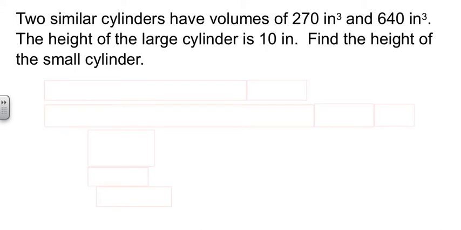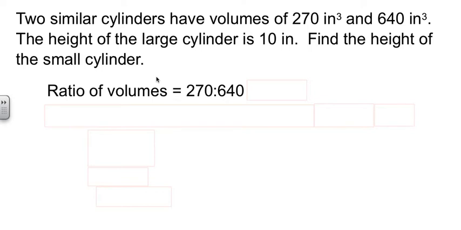One more problem to look at here. We're going to do one with volumes. We know the two volumes of the shapes. The height of the larger one is 10. Let's find the height of the smaller one. Well, first, let's do the ratio of the volumes. And it reduces to 27 to 64.